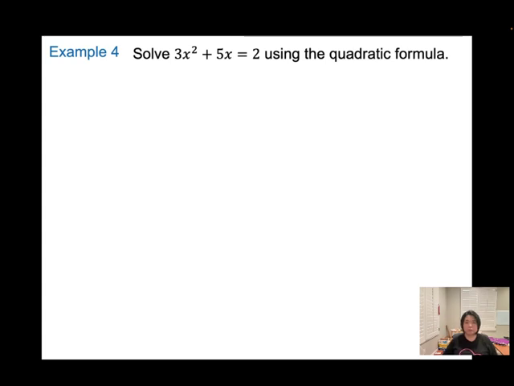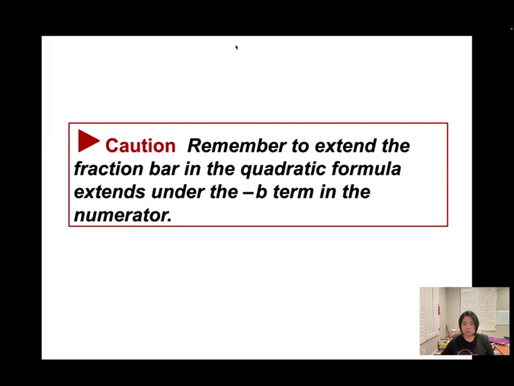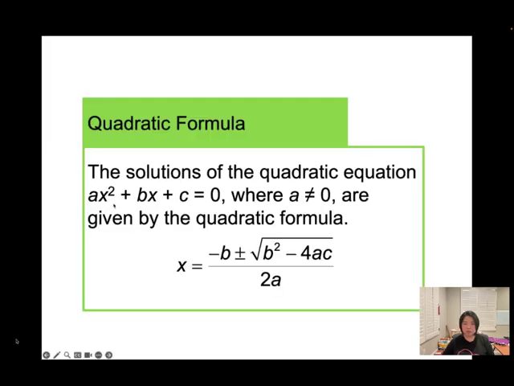Look at this example. We have 3x squared plus 5x equal to 2. And I want you guys to use the quadratic formula. So first, we want to determine what your a, b, and c are. So look at the equation here. We have to rewrite it in the form of ax squared plus bx plus c equal to 0.